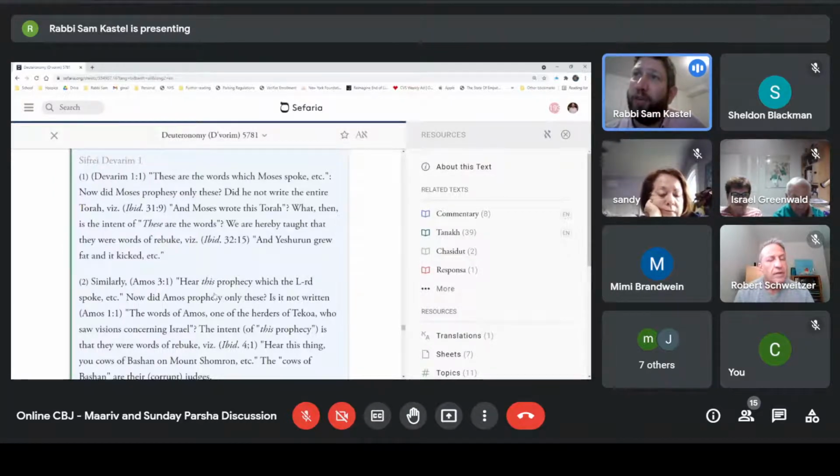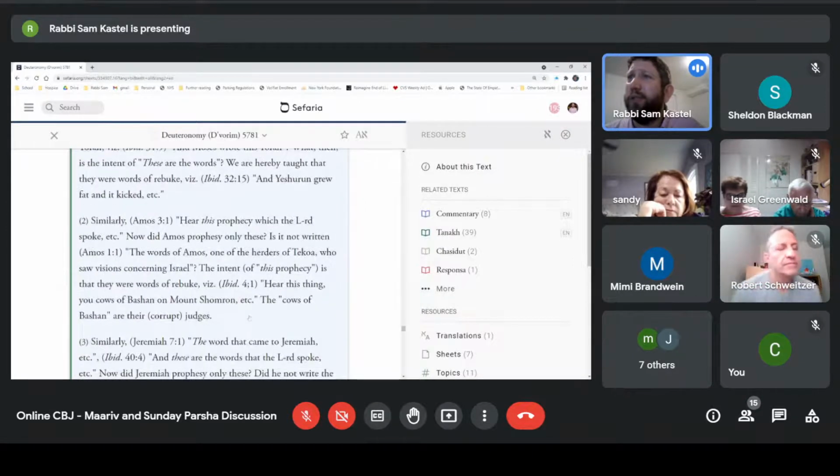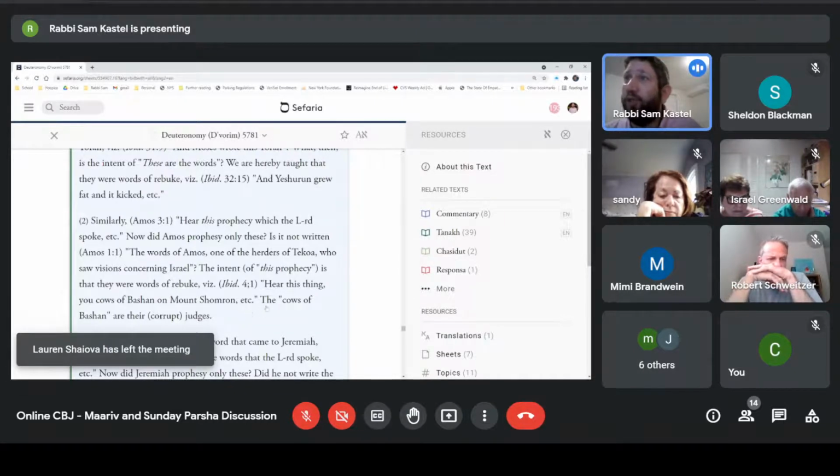Hear this prophecy which the Lord spoke. Now, did Amos prophesy only these? And he goes on to list a bunch of different examples where it says something like that, and then there are words of rebuke that follow. Is it not written the words of Amos, one of the herders of Tekoa, who saw visions, plural, concerning Israel? The intent of this prophecy is that they were words of rebuke. Similarly, hear this thing, you cows of Bashan on Mount Shomron. The cows of Bashan are their corrupt judges.